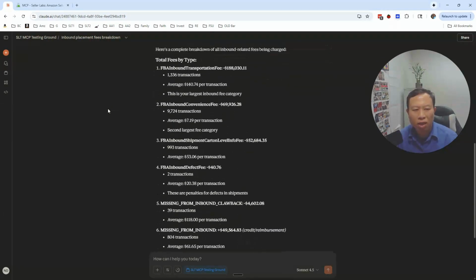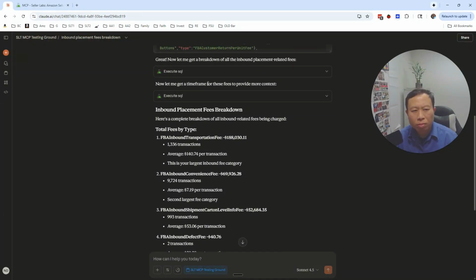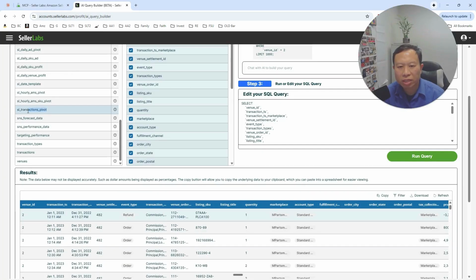I personally would not have gone to the transaction table, and I would have gone to the SL transaction pivot. I would have used the SL transaction pivot because it's a little bit more human readable, because it's one order per line rather than transactions is multiple order per line. But that just goes to the power of Claude being able to pull that data through the transactions table.